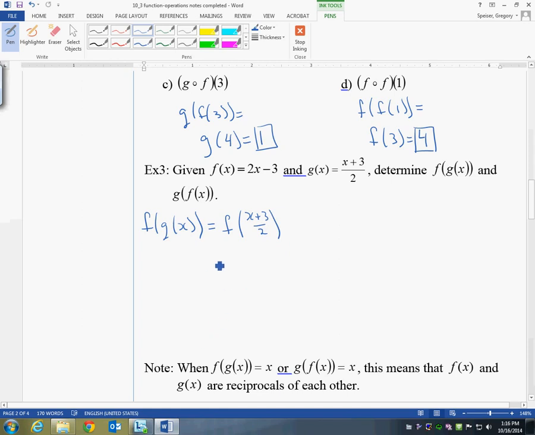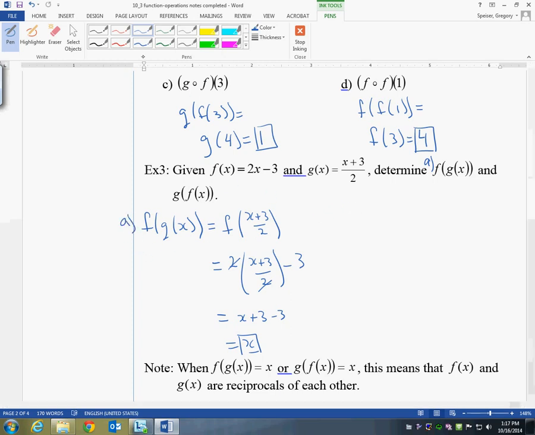Now wherever I see an x here, I'm going to substitute x plus 3 over 2. So it's going to be 2 times x plus 3 over 2 minus 3. So what do I get? Well, this 2 is going to cancel out with this 2 here. So I'll get x plus 3 minus 3. So I get x. So there's my answer for the first part. Maybe I'll count that as A.